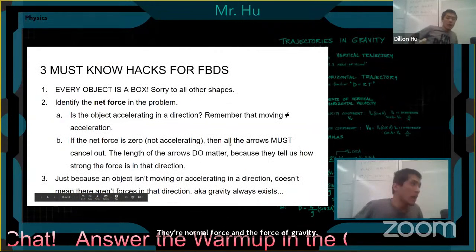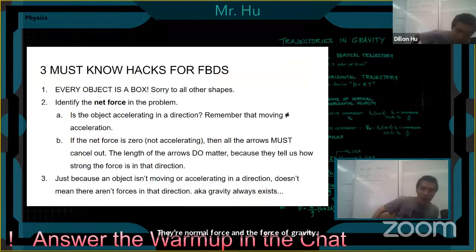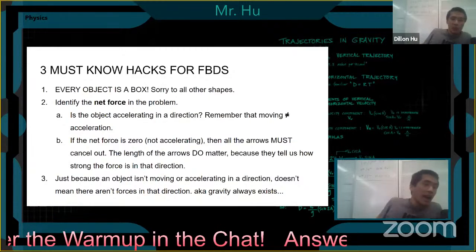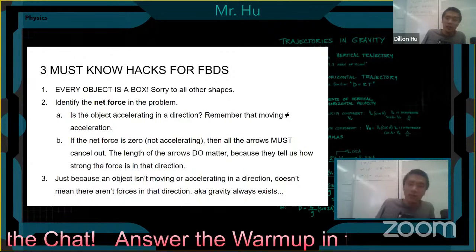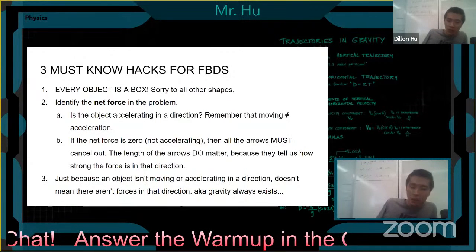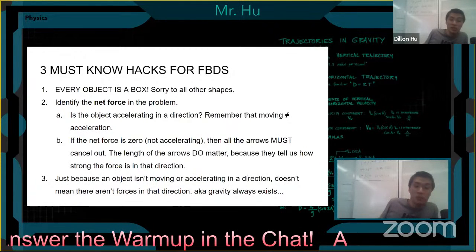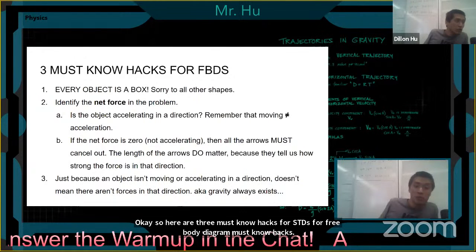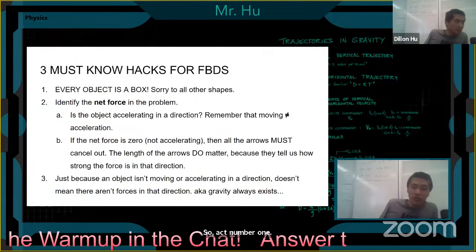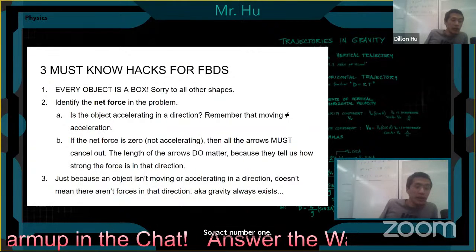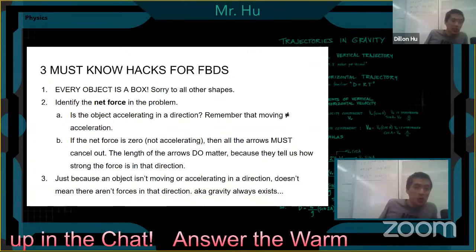Okay, so here are 3 must-know hacks for FBDs, for free body diagrams. Hack number 1, every single object you draw is a box. Every object is a box. I do not want to see very nice, very pretty drawings with colors and shapes and whatever. That's too much work. Every object is a box. What you also should do is identify the net force in the problem. Is the object accelerating in a direction? Now remember that moving is not the same thing as acceleration.